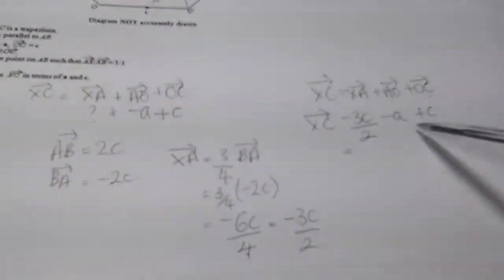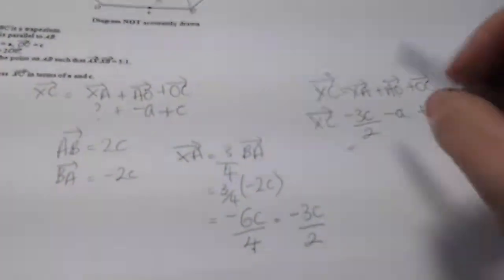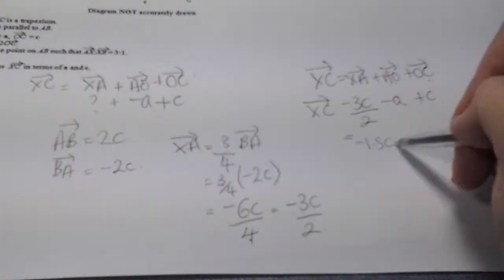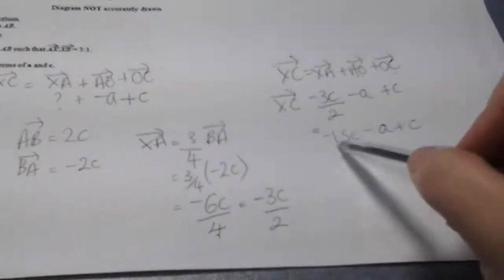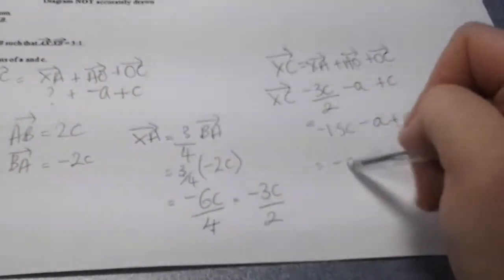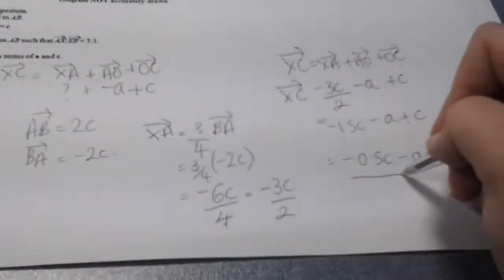All I have to do is simplify this. Minus 3 over 2C, well that's minus 1.5C if you prefer thinking about it like that. So minus 1.5C plus 1C is minus 0.5C. And minus A, because we've got that as well.